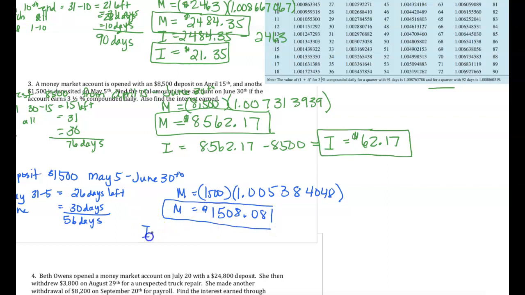To calculate the interest, we're going to compare that amount at the end of the account and subtract away the amount invested, and we end up with an interest of $8.08.